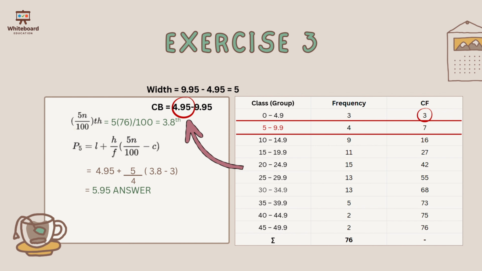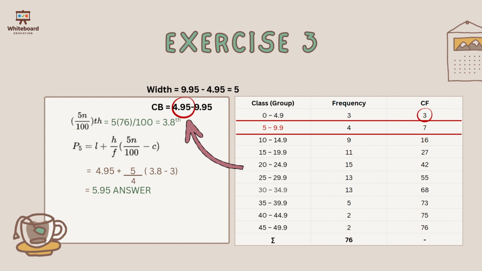Okay, then take the class boundary of that class. We need the lower class boundary 4.95 and put it in the formula. Plus h, the width, which is 5, over the frequency, which is 4, brackets 3.8 minus the preceding cumulative frequency, which is 3, and thus we get the answer 5.95.